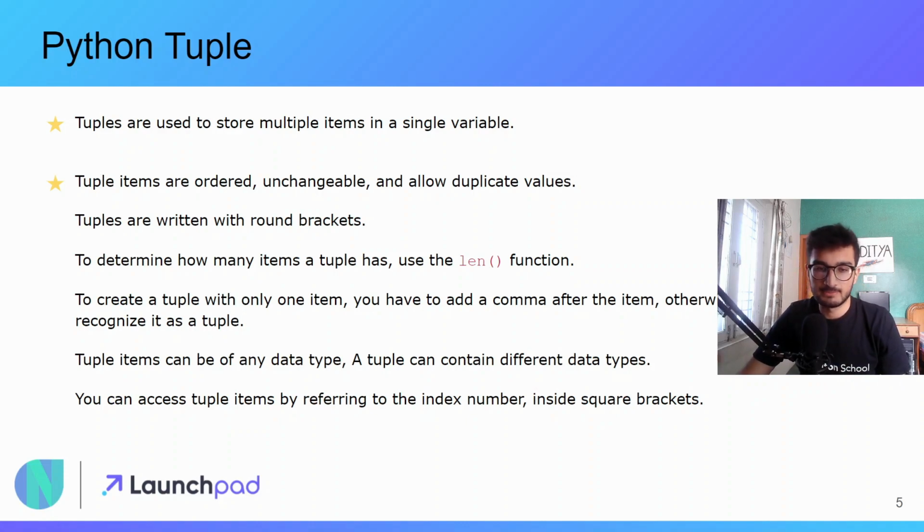So tuples are used to store multiple items in a single variable. They are ordered but unchangeable. They do allow duplicate values, and tuples are written with round brackets. Unlike lists, which were written with square brackets, tuples are written with round brackets. To determine the length, we can use the length function. To create a tuple with only one item, you have to add a comma, otherwise it won't recognize it. Tuple items can be of any data type and you can access them by using the index number.